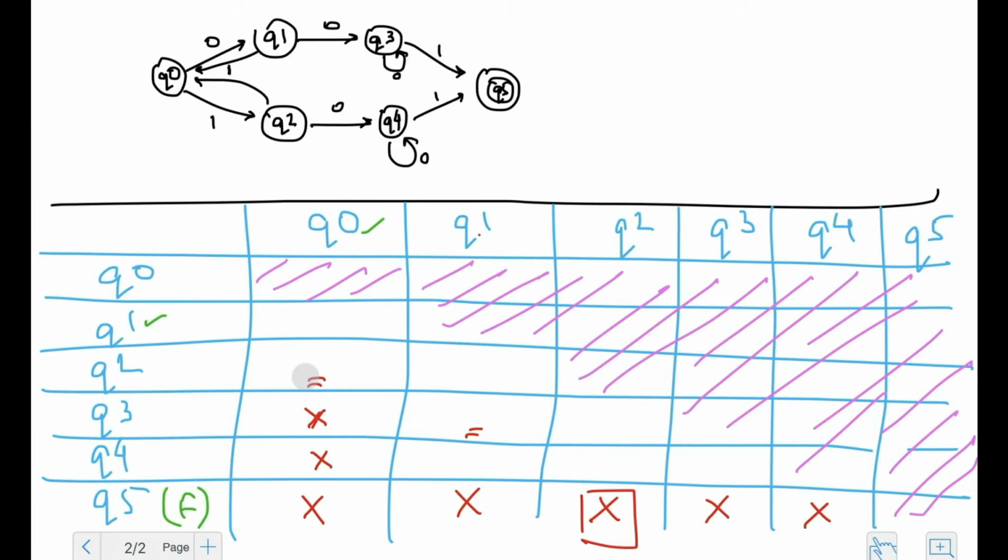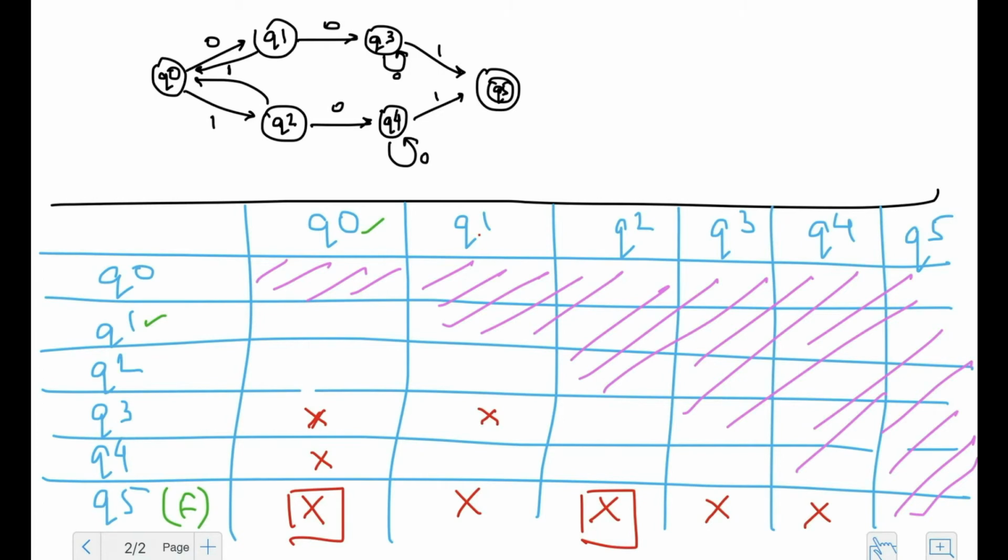And at this point now, what I can do is I can again check for Q0 and Q1 maybe. So no, at this point it's not possible for me to check for Q0 and Q1. So next what I do is I check for Q1 and Q3. So on 1, Q1 goes to Q0 and on 1, Q3 goes to Q5, and I can see that Q0 and Q5 are marked right here. So I can now mark Q1, Q3, which is this one right here.